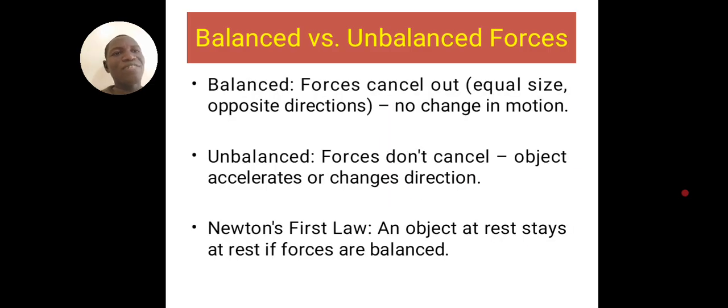So for balanced forces, the forces cancel out. The forces are equal in size and they are in opposite directions, so there is no change in motion. On unbalanced forces, the forces don't cancel, so the object accelerates or changes direction. So Newton's first law is associated with balanced and unbalanced forces, and he says that an object will stay at rest if forces are balanced. So the summary of the law is that the object will remain at rest provided that forces are balanced.